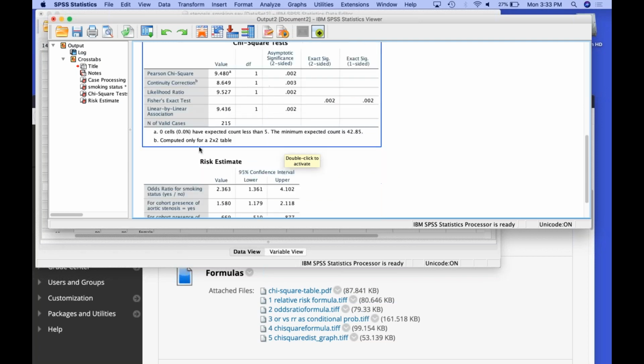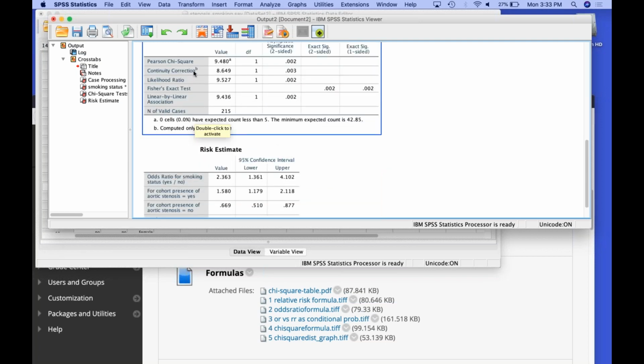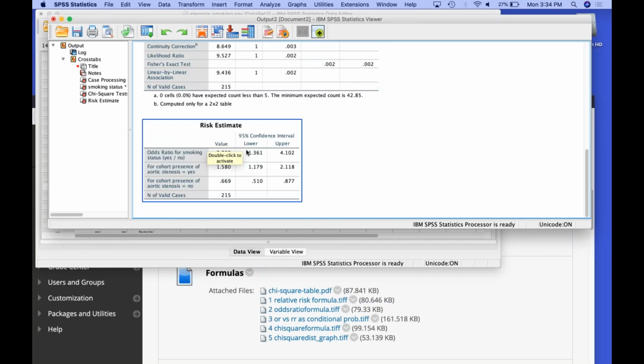Okay, and for the next one, don't worry about continuity correction. I'll talk about that in the future. The next thing we're going to do is look at our risk estimates. Our top row here is for the odds ratio. The odds of having aortic stenosis if you are a smoker versus a non-smoker is 2.36 times greater, right?